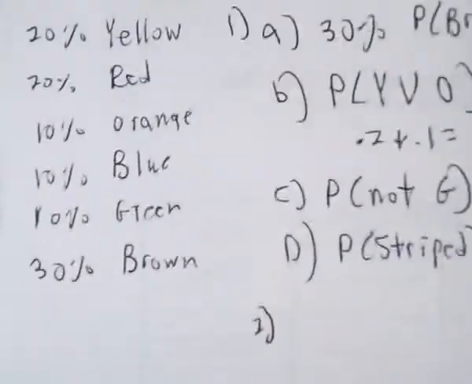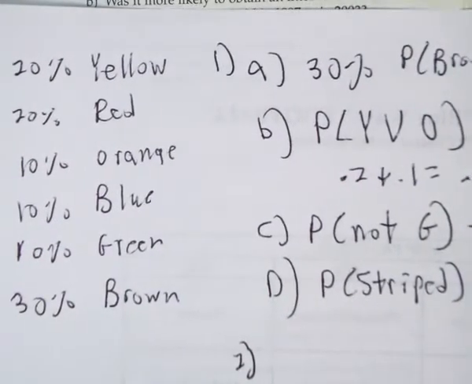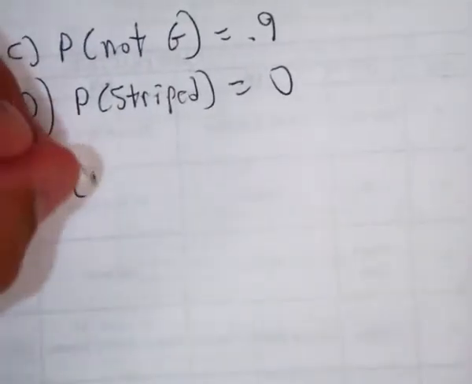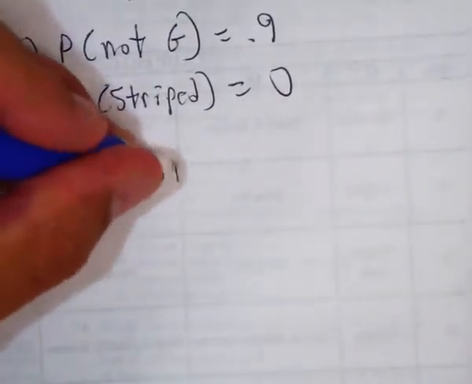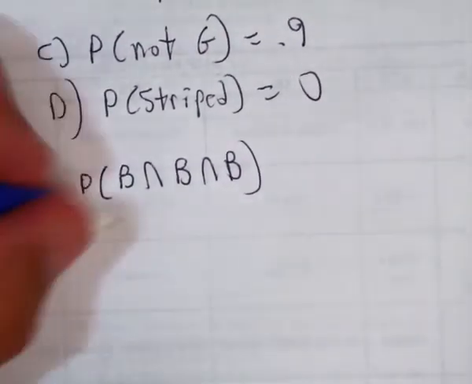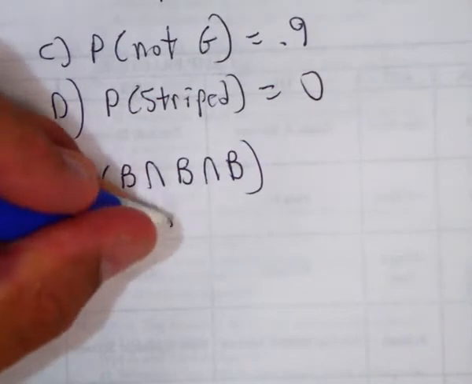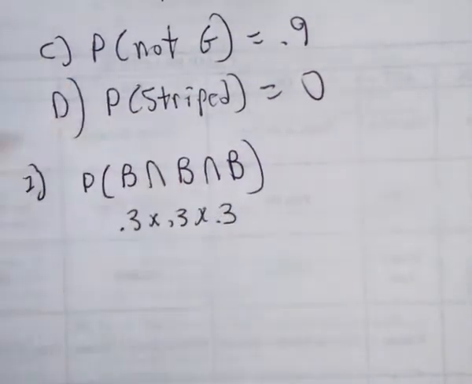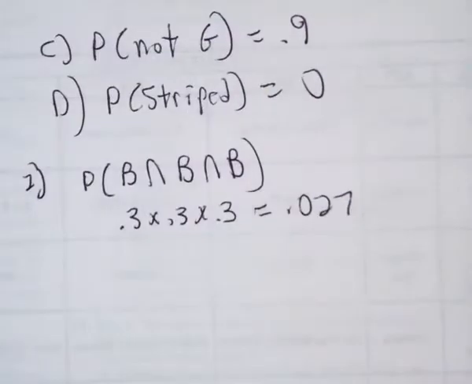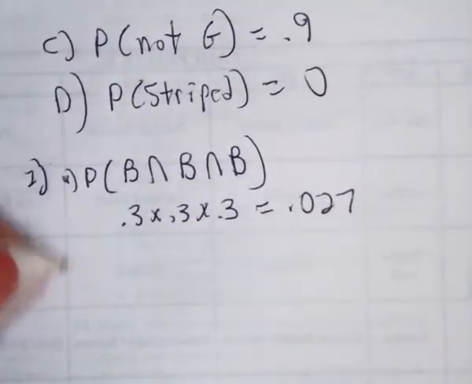So let's go. Probability of brown is 30%. So the probability of brown and brown and brown, and assuming that they're chosen at random, we do 0.3 times 0.3 times 0.3, and you get 0.027. Okay, so that's 2A.